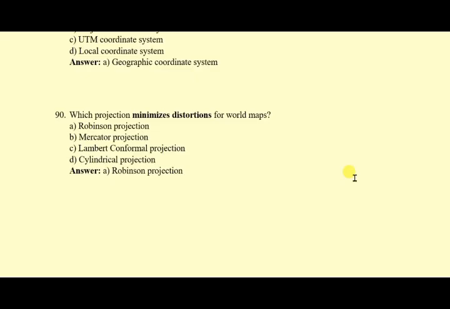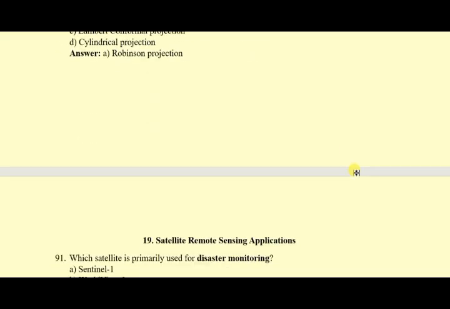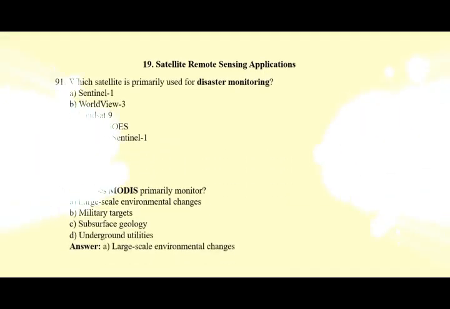90. Which projection minimizes distortions for world maps? Robinson projection, Mercator projection, Lambert conformal projection, cylindrical projection. Right answer will be Robinson projection. 19th category, satellite remote sensing applications.